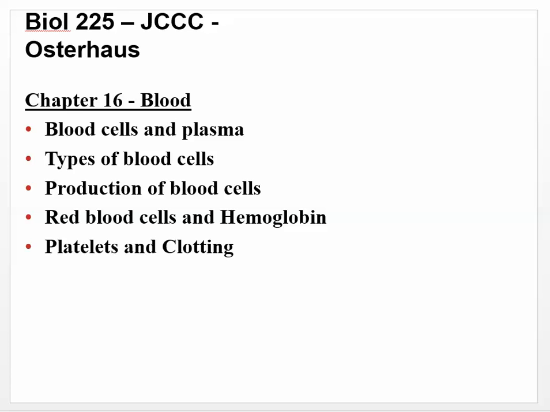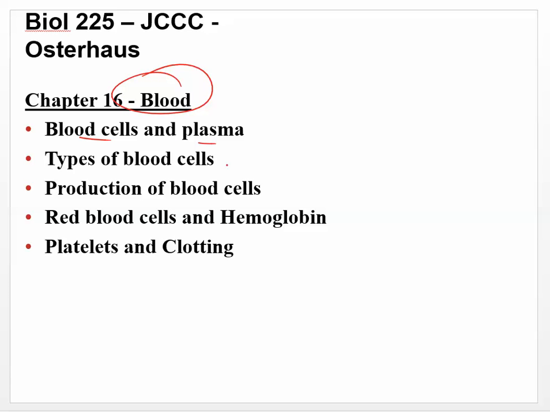Okay, so I'm going to go through chapter 16, and we're going to be talking about blood in particular. We've already gone through the cardiovascular system in terms of the heart and the blood vessels, and now we're going to talk about actual blood. And blood involves both blood cells and blood plasma.